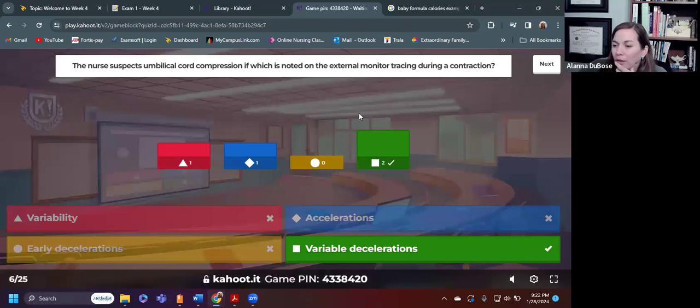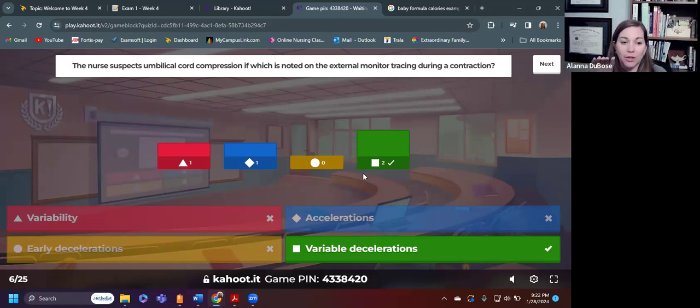Okay, so this goes back to our veal chop, and cord compression makes you think of variable decelerations, because basically the cord is getting pinched and it's a sharp drop and a sharp return to baseline in that case. Variability, remember, is how squiggly the line is, and that shows us how well oxygenated the baby is at that moment in time.